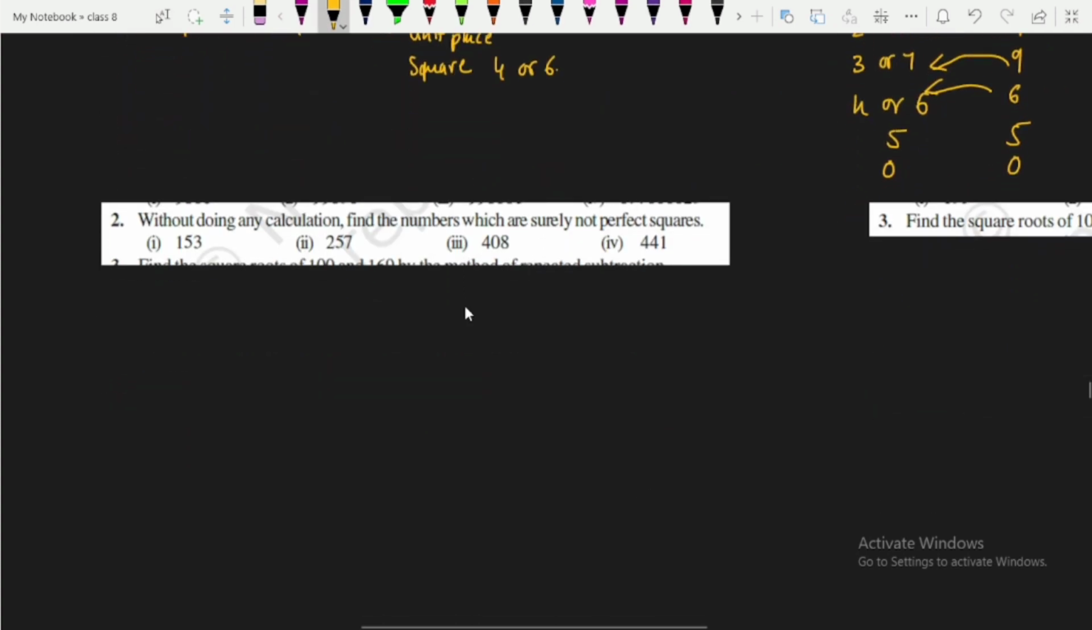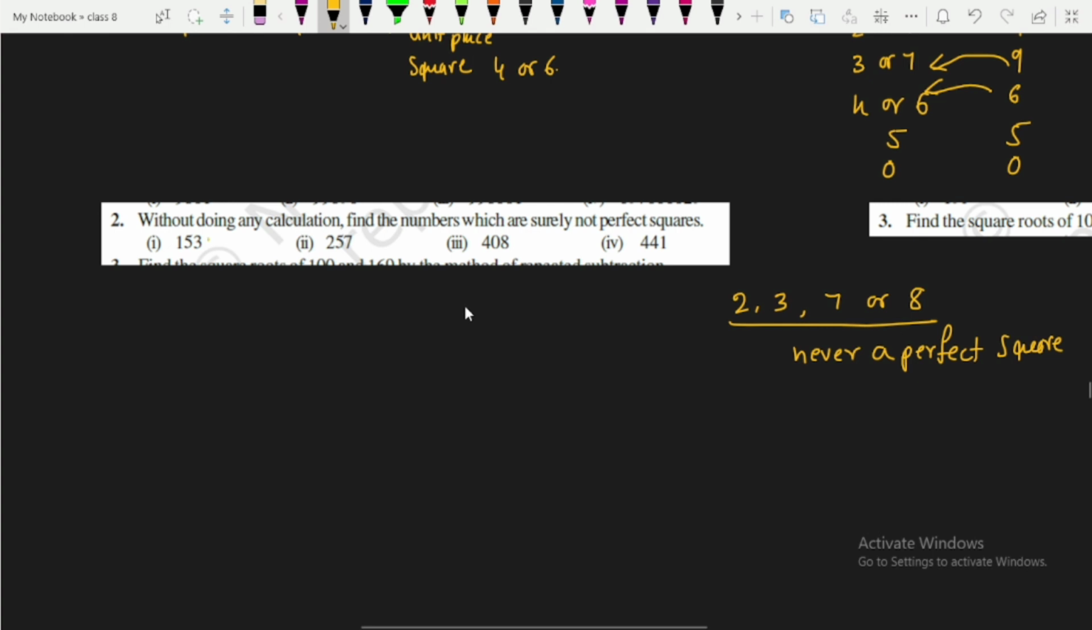Without doing any calculation, find the numbers which are surely not perfect squares. This question you have already seen in the property: if a number ends with 2, 3, 7 or 8, then it is never a perfect square. Depending upon this, you can say which are not perfect squares.